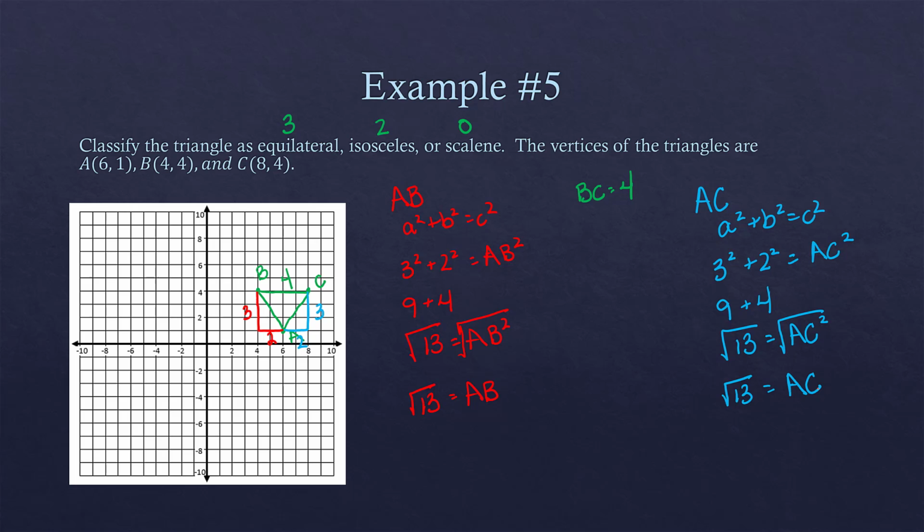Now we have all 3 of our side lengths listed. We can determine isosceles, equilateral, or scalene. I can see I have two sides that are the same length. So two congruent side lengths means this is isosceles.